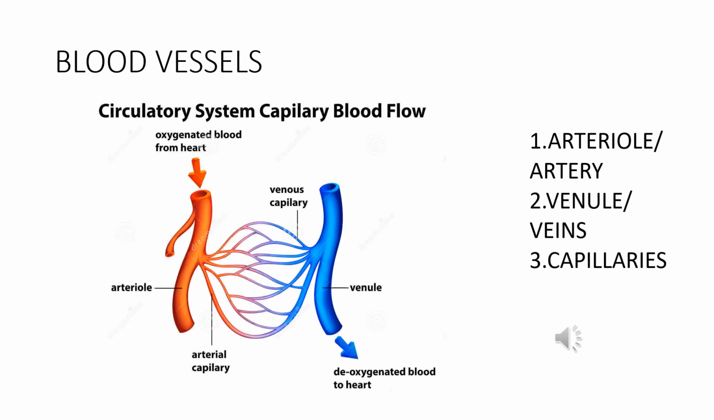So arteries are the blood vessels that carry the oxygenated blood from the heart to the capillaries, and the veins are the blood vessels that carry deoxygenated blood to the heart from the venous capillaries. So the main function of artery is to carry pure blood or oxygen rich blood to different parts of the body from the heart, and the main function of veins is to carry impure blood or deoxygenated blood from different parts of the body back to the heart.